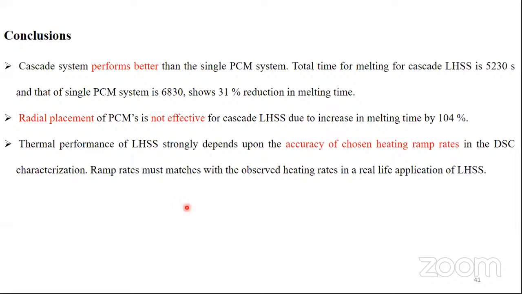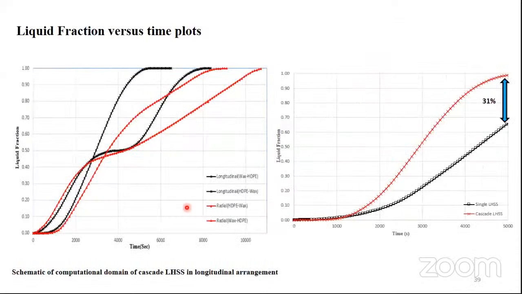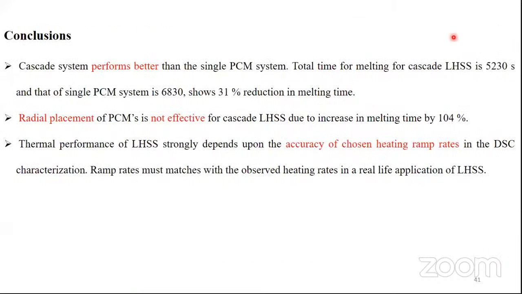Now coming to the conclusions for this part, cascaded system of course performed better than the single type of phase change material. Total time for melting for the cascaded latent heat storage system is around 5000 seconds, and that of the single PCM system, when we compared, is around 6800 seconds. So there is around 31% reduction in the melting time of the cascaded system when we are comparing it with the single PCM.